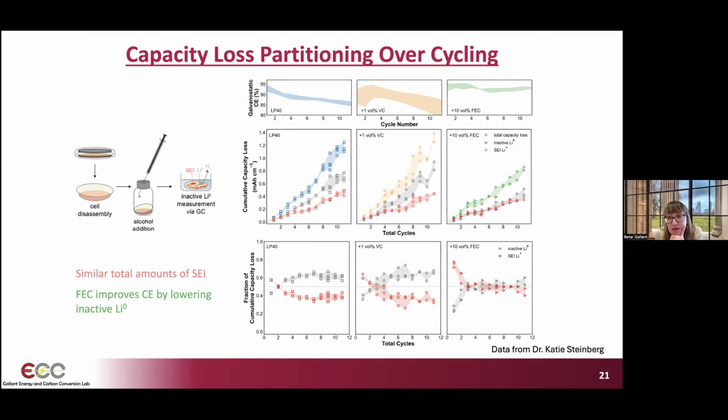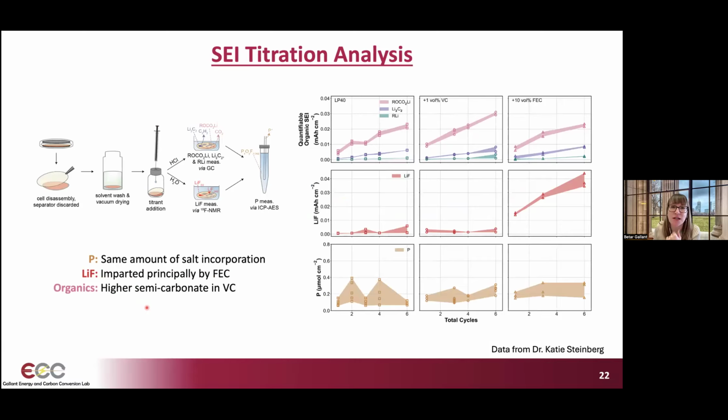And then the exception here is the FEC. The FEC seems to effectively minimize the dead lithium formation, and so you have roughly comparable proportions of SEI and dead lithium. So we think that answers the first question: FEC improves Coulombic efficiency by lowering inactive lithium. Of course, we're interested in understanding the SEI characteristics that allow it to do so, and that's ongoing work, but here's a snapshot of what we understand so far.